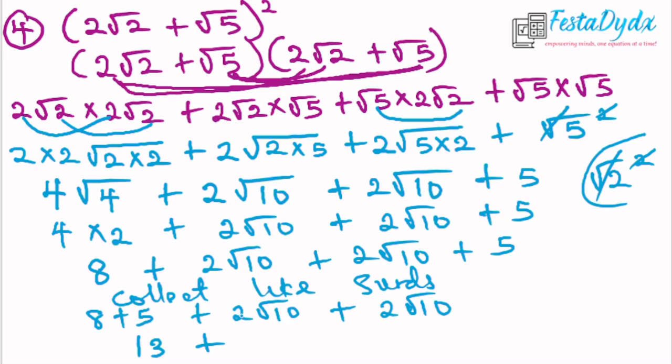Then we have one surd. 2 plus 2 gives us 4 root 10 because they have the same root, 10 root 10. So we are going to pick one. So this is the answer for number 4.